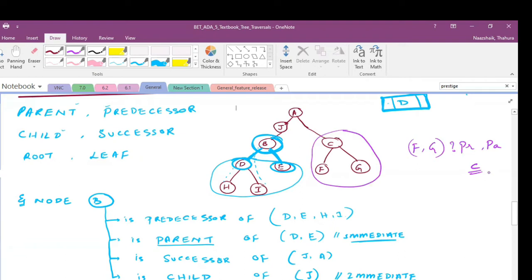C, ma'am. C only, right? Correct. In this case, because we have only direct connectivity, both predecessor and parent are the same. However, say if I had something called E. E also, right? So here, tell me yes or no, true or false.